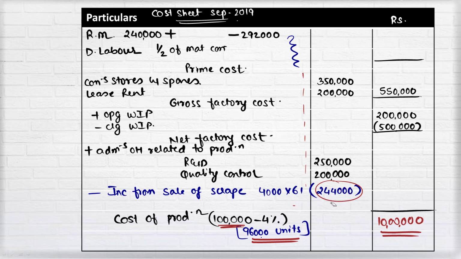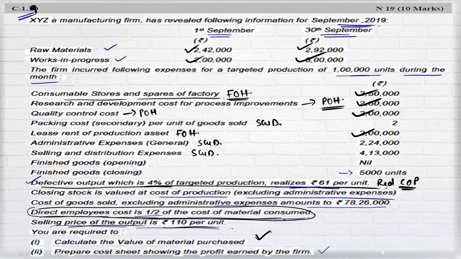It is 2,44,000. This will be 96,000 units. So you will not tell me we have not done this. We have done this in process costing. Normal loss will be valued at scrap value. It will reduce the cost of good units produced. So this will be the manufacturing cost of, and it is not 10 lakhs. We have just assumed it is 10 lakhs. Let us go ahead. So we have done even this.